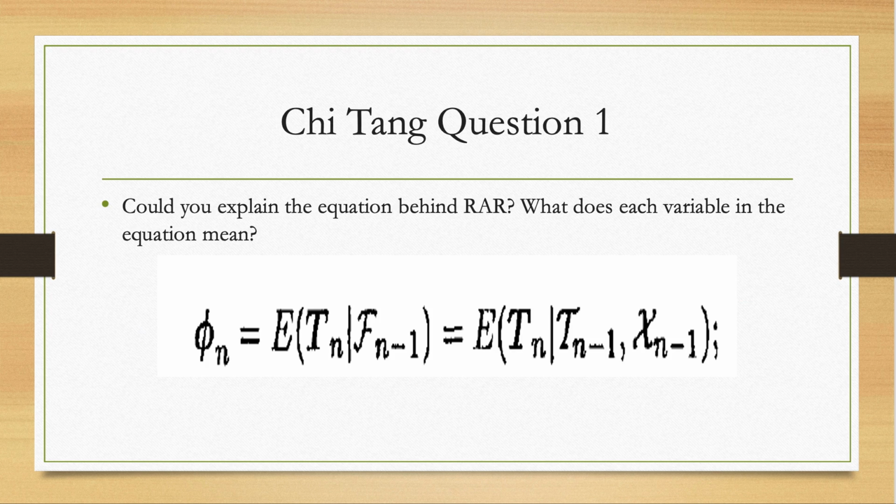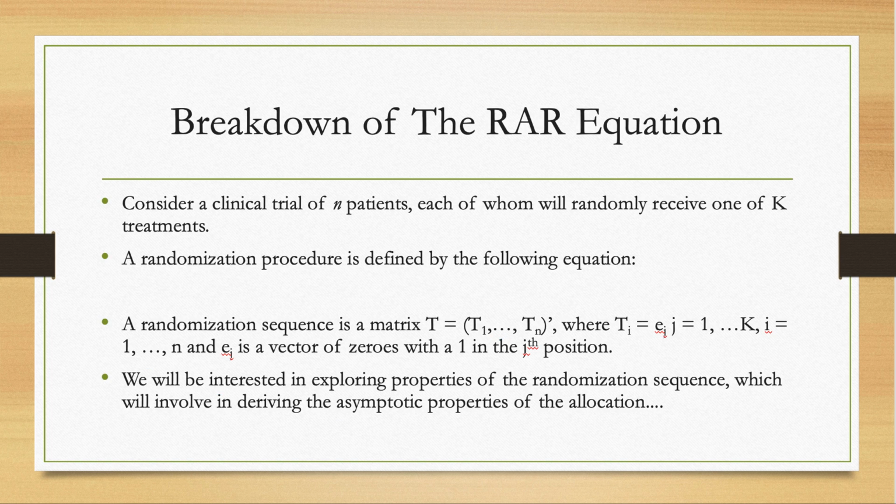All right, so next we have a more technical theory question from Chi Tang. Could you explain the equation behind responsive adaptive randomization? What does each variable in the equation mean? This is a complicated question, so this is how I tried to answer it. If we consider a clinical trial of N patients, each of whom will randomly receive one of K treatments, a randomization procedure is defined by the following equation.